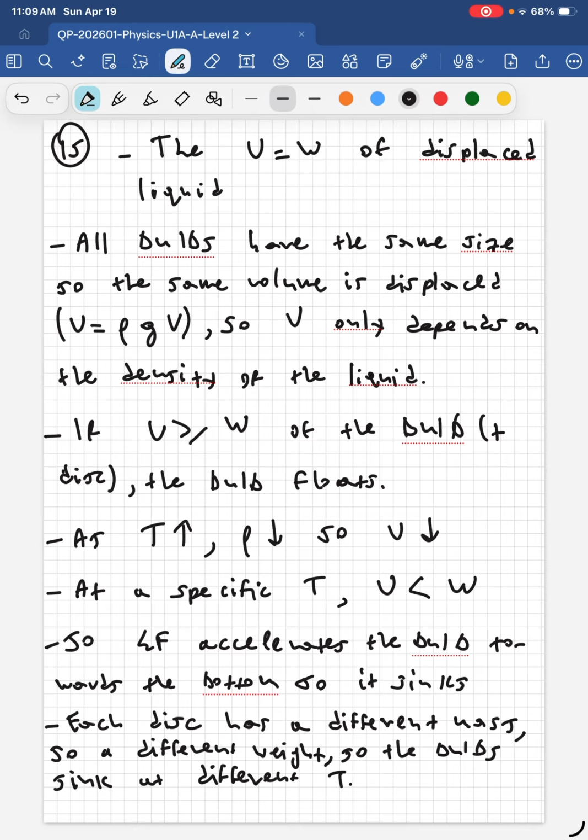So to sum it up, the upthrust is proportional to the density of the liquid. All bulbs have the same volume, therefore the upthrust is the same for all of them, but they have a different weight hanging from them. So depending on the density of the liquid, the upthrust will lift different bulbs that show different temperatures. So that way you can measure the temperature pretty much. I hope this makes sense. If it doesn't, ask me in the comment section and I'm going to reply. Okay, this was question 15.